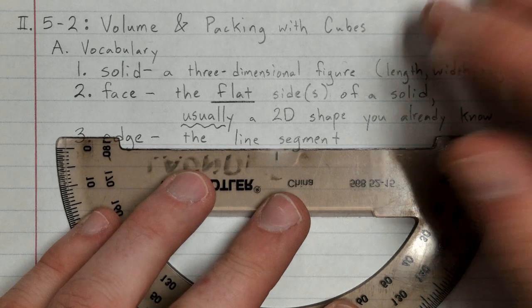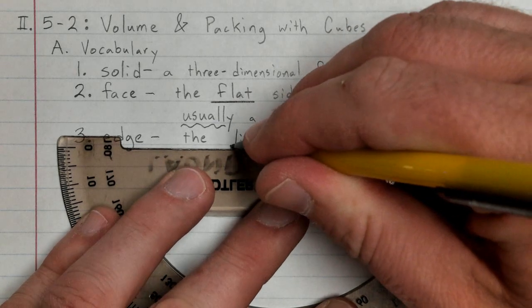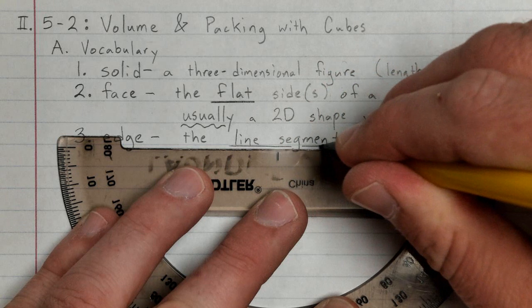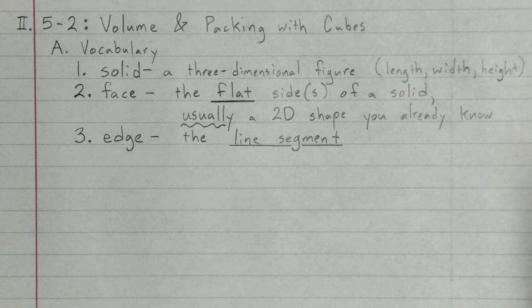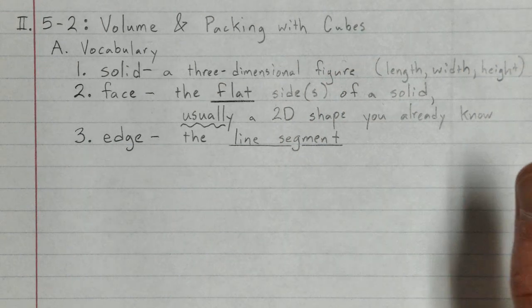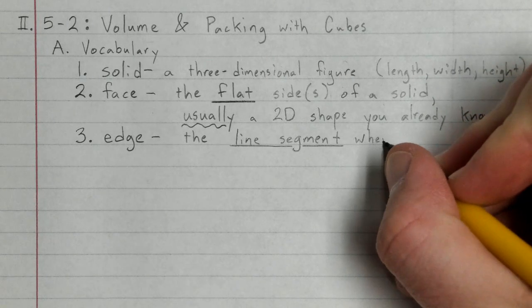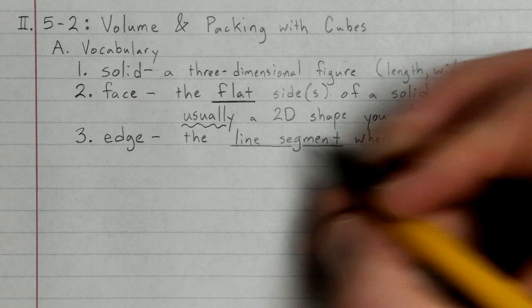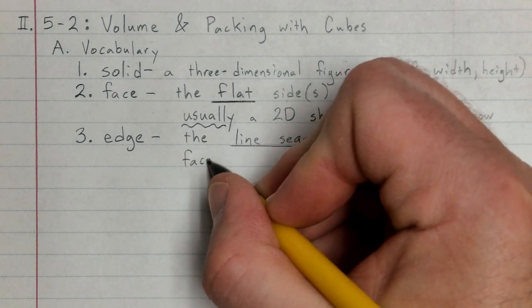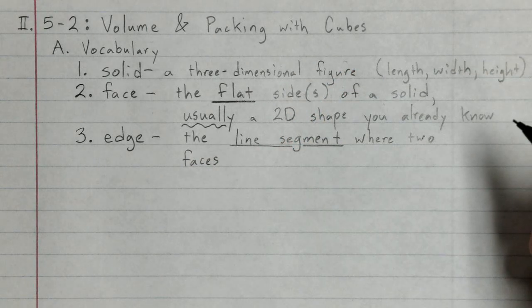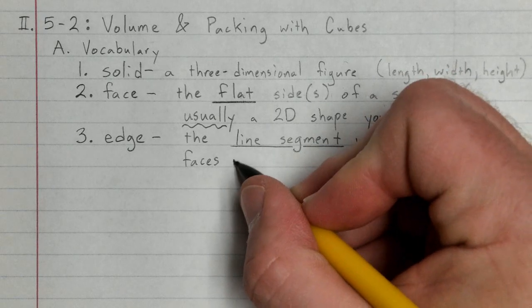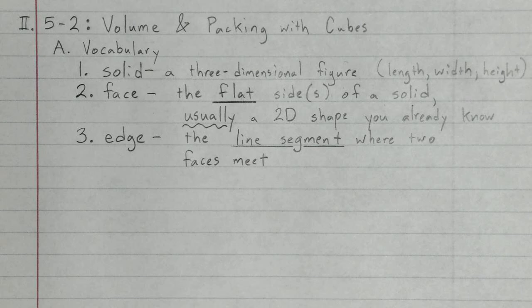And again, we want to be careful. Not a line. Remember, a line goes on in two directions forever. We don't want that whole thing. We just want a piece of it. The line segment where two faces meet. This is the edge.